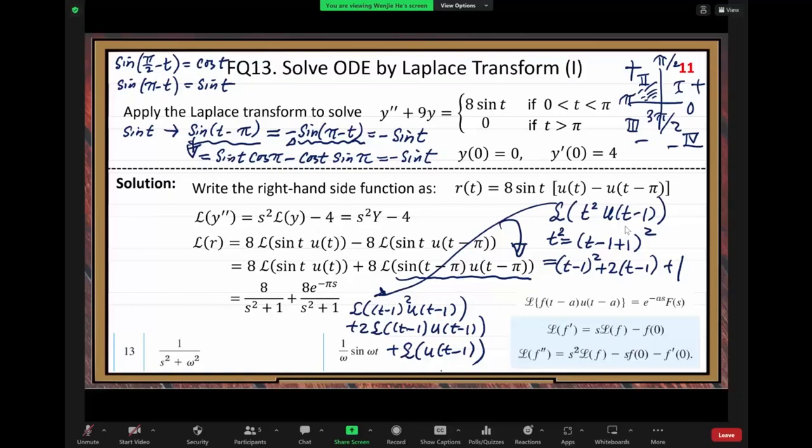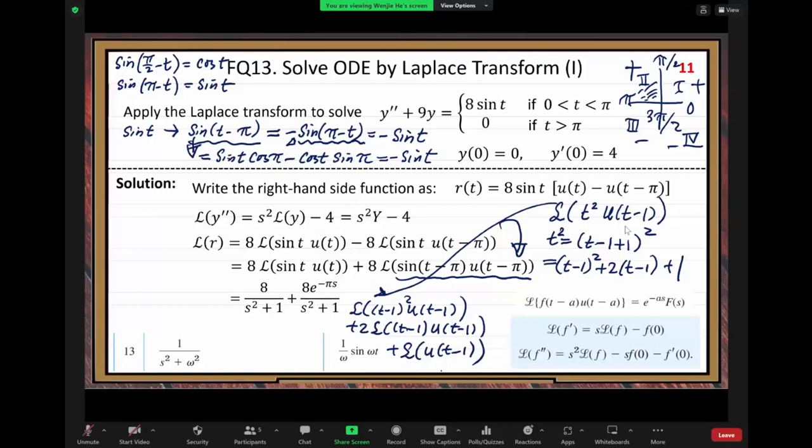That's the relatively hard part. For other terms, pretty straightforward. After you split, you can find the formulas. But for this one, you need to do this step. Then you can apply formulas.